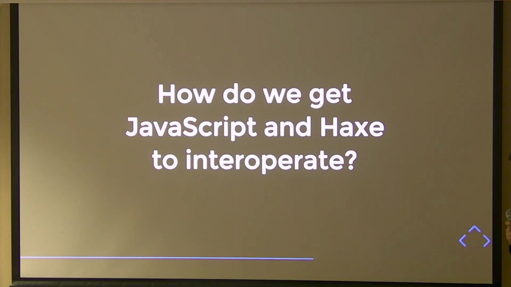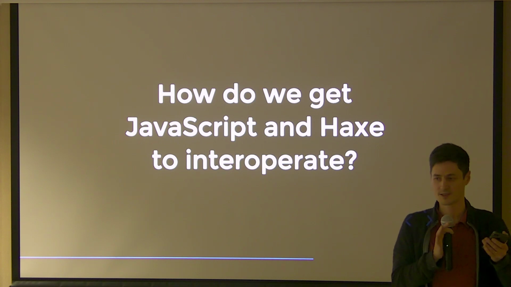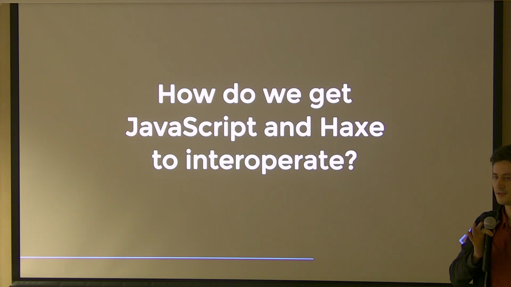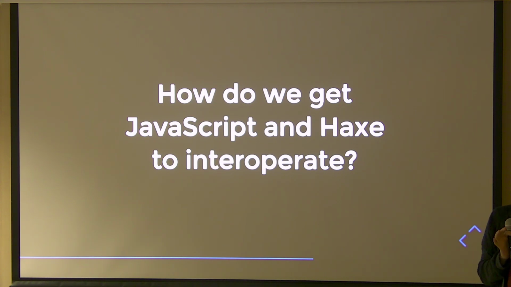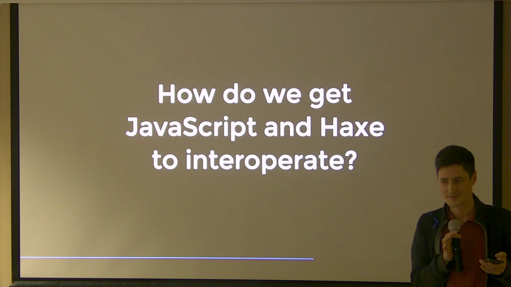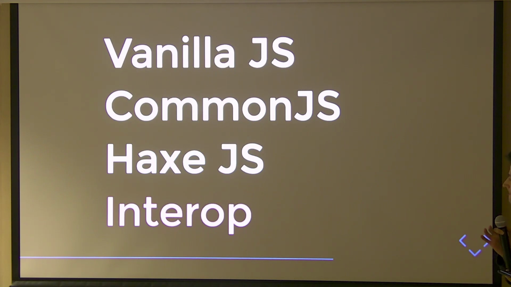So now, how do we get the two worlds? Because so far we have the JavaScript world and the Haxe world, and they are completely separate. We need them to interact at times. It's useful. So we're going to talk about interop.